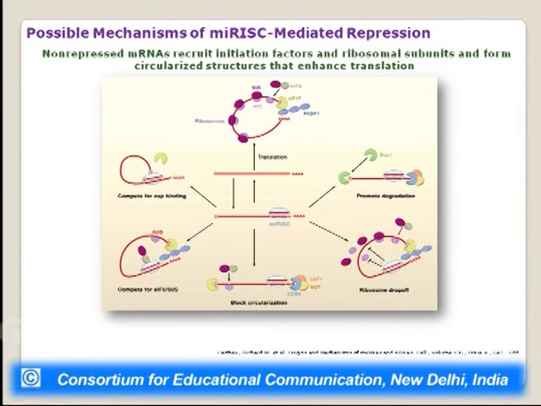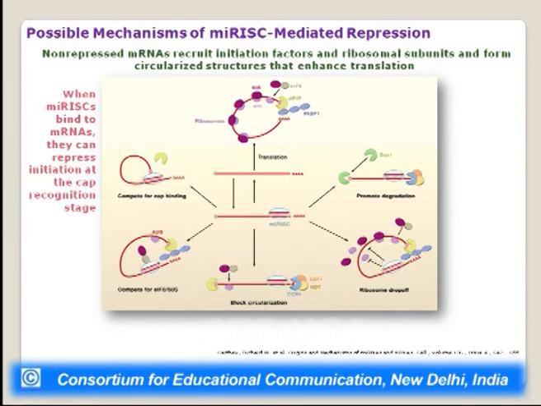protein which is there, but when miRISCs bind to mRNAs, they can repress the initiation at the cap recognition stage. So, you know that ribosomes bind by recognizing the cap. So, they compete for the cap binding. So, they do not let the methylation cap to be present at the 5' end of the transcript, and therefore, they repress the initiation of the translation.